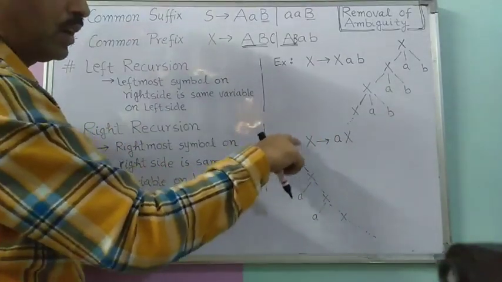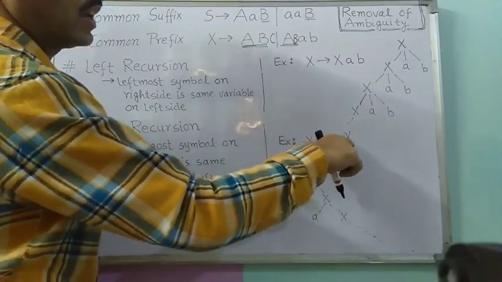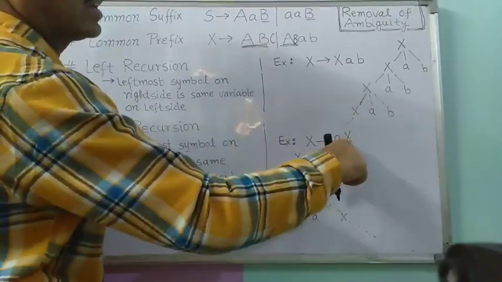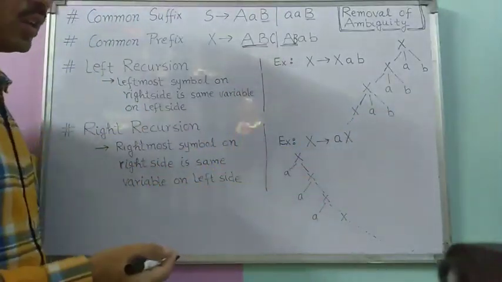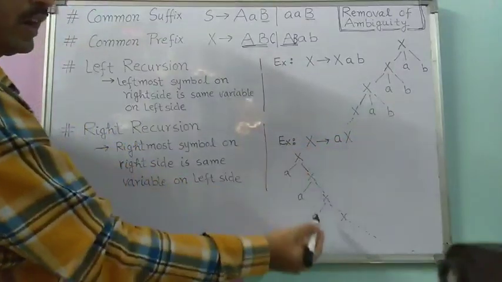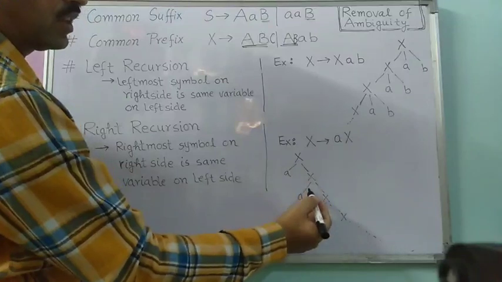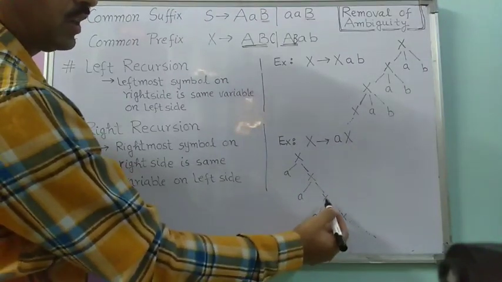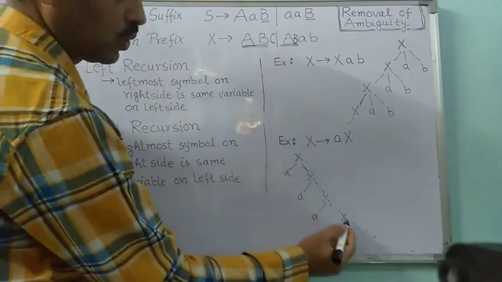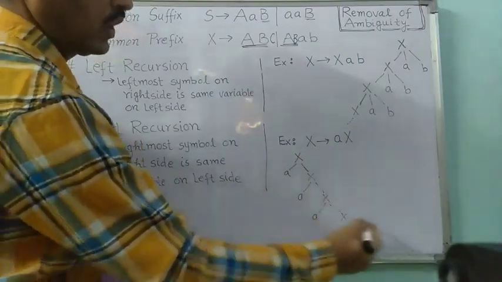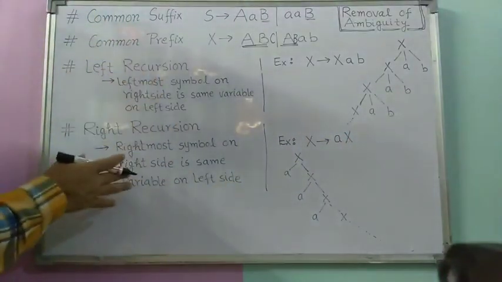If the variable which occurs on the left side of the production is occurring as the rightmost symbol, or the last symbol of the production, then we call this a right recursion. We can just find its derivation. From X we will derive aX, then again we expand this X, we derive aX, again we expand this X, we derive aX. So we are looking at our tree growing in the right direction. That's why we call this right recursion. So this is left recursion, this is right recursion.